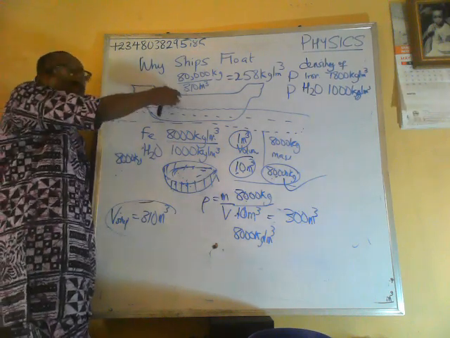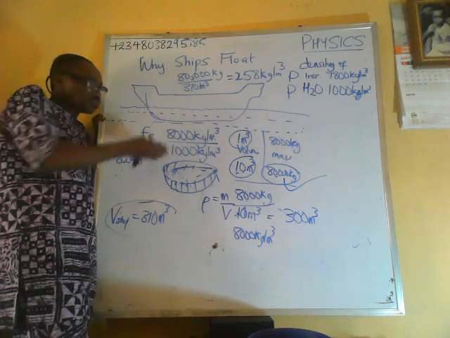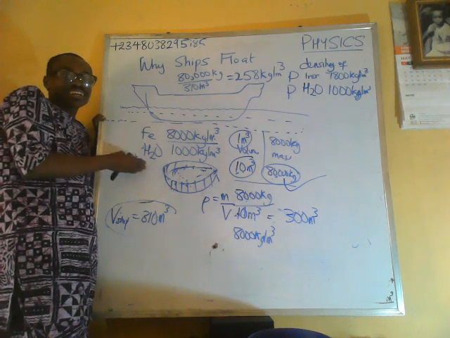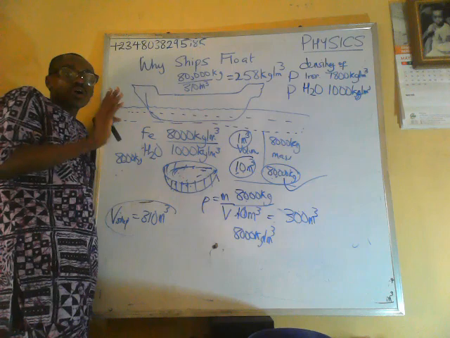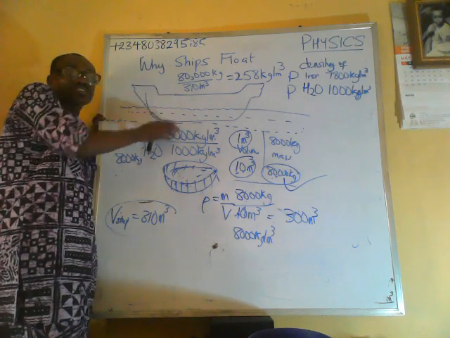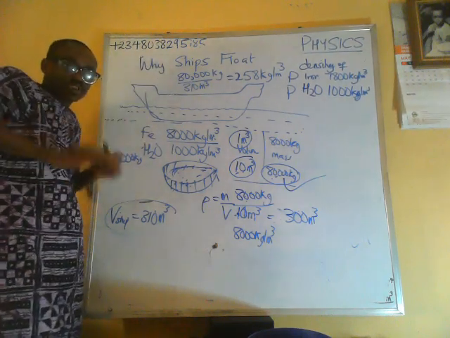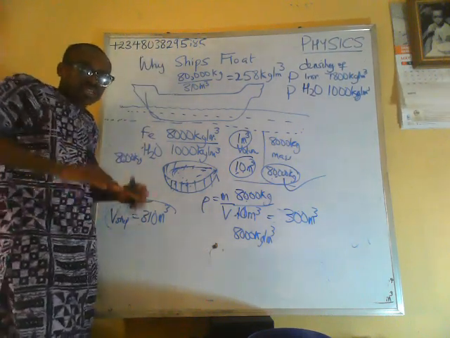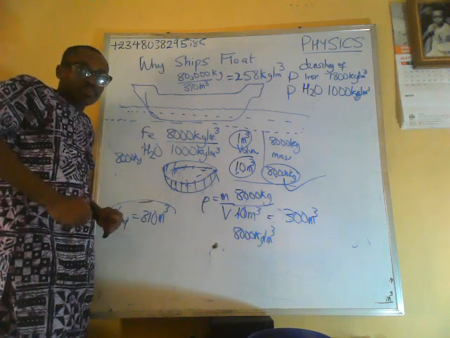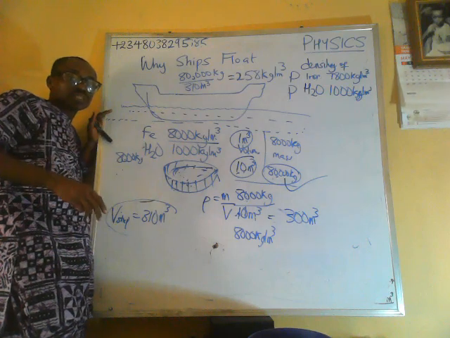So now, as you load the ship, you are adding load to the ship. The mass of the ship increases. The volume is not altered. Nothing happens to the volume, but the mass increases. So the density is going to increase. So as you are loading the ship, the ship will be moving, becoming more submerged, becoming more immersed in the water as the ship is being loaded.